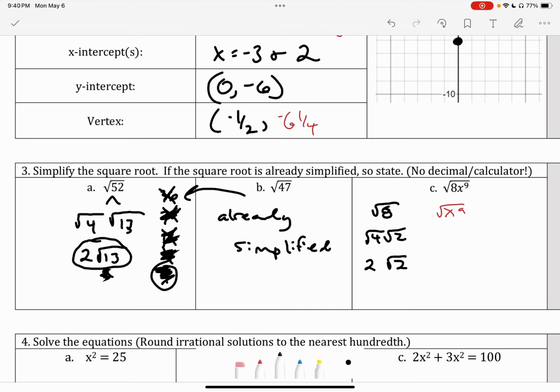Now, with square root of x to the 9th, again, that would be the same thing as x, 1, 2, 3, 4, 5, 6, 7, 8, one more. Again, what we're looking for here is pairs. So I've got, oops, that's too thick.